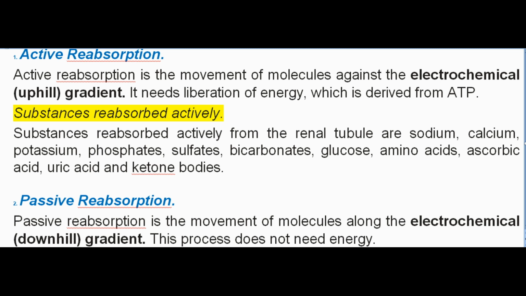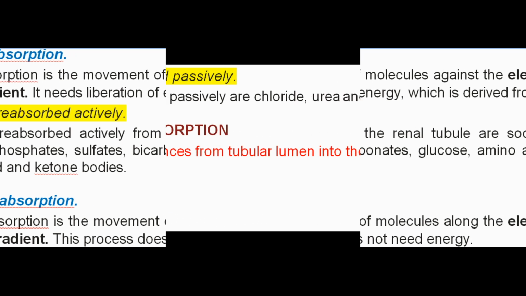Passive reabsorption. Passive reabsorption is the movement of molecules along the electrochemical, downhill, gradient. This process does not need energy. Substances reabsorbed passively. Substances reabsorbed passively are chloride, urea, and water.